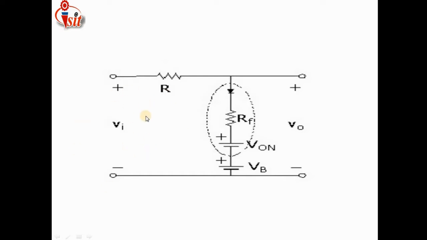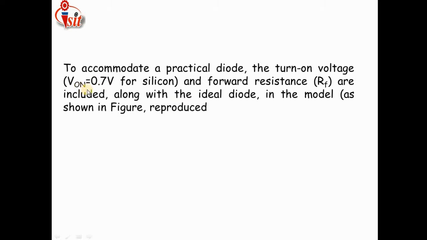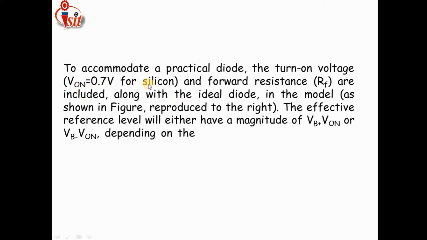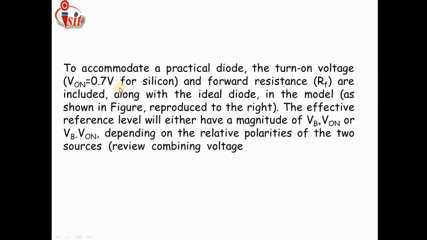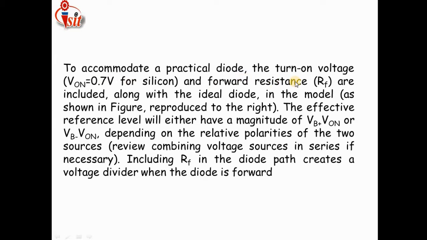Here we are applying the input to that circuit, and here we are getting the output from this circuit. Along with this, to accommodate a practical diode, the turn-on voltage, that is the V on voltage for silicon, which we are considering as the reference voltage, is equal to 0.7 volt, and the forward resistance, that is RF, is included along with the ideal diode.